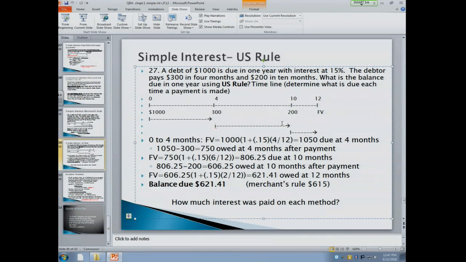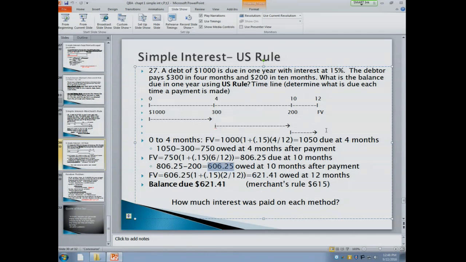So after the payment, we only owe 750 right here. That 750 generates interest from 4 to 10 months, or 6 months. At 10 months, the 750 is valued at $806.25. So if we wanted to pay it off at 10 months, we owe $806.25, but we only have 200. So we pay down 200, so $806.25 minus 200. After the payment of 200, we only owe $606.25 at 10 months.